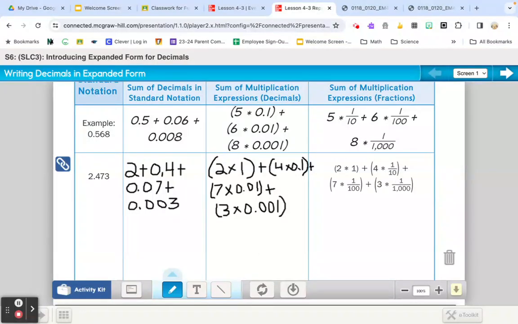And then they did this one for us. So we can see that 2 times 1 stays the same, but instead of saying 4 times a tenth in decimal form, we say 4 times and replace this decimal with a fraction, a tenth, plus 7 times 100th, plus 3 times 1,000th.